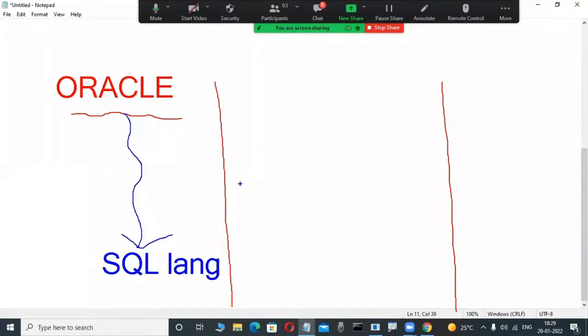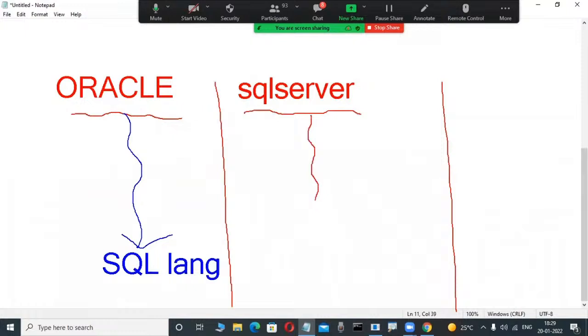Suppose in my company another project is there, which is also a relational database product, from Microsoft. That is SQL Server. Some employees are working on the SQL Server product, which is also a database product, the same as Oracle, and to operate it they use one language only. What is that language? SQL is a language.